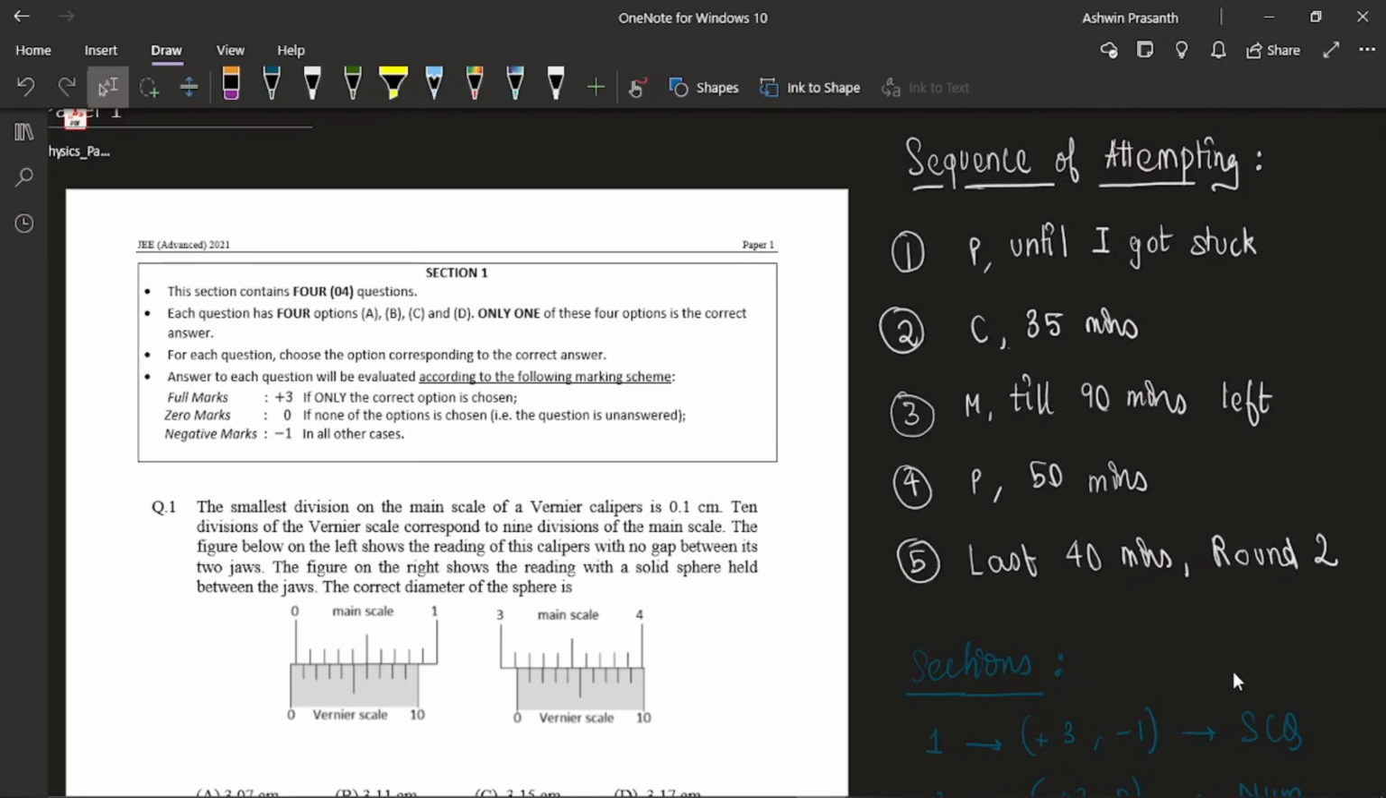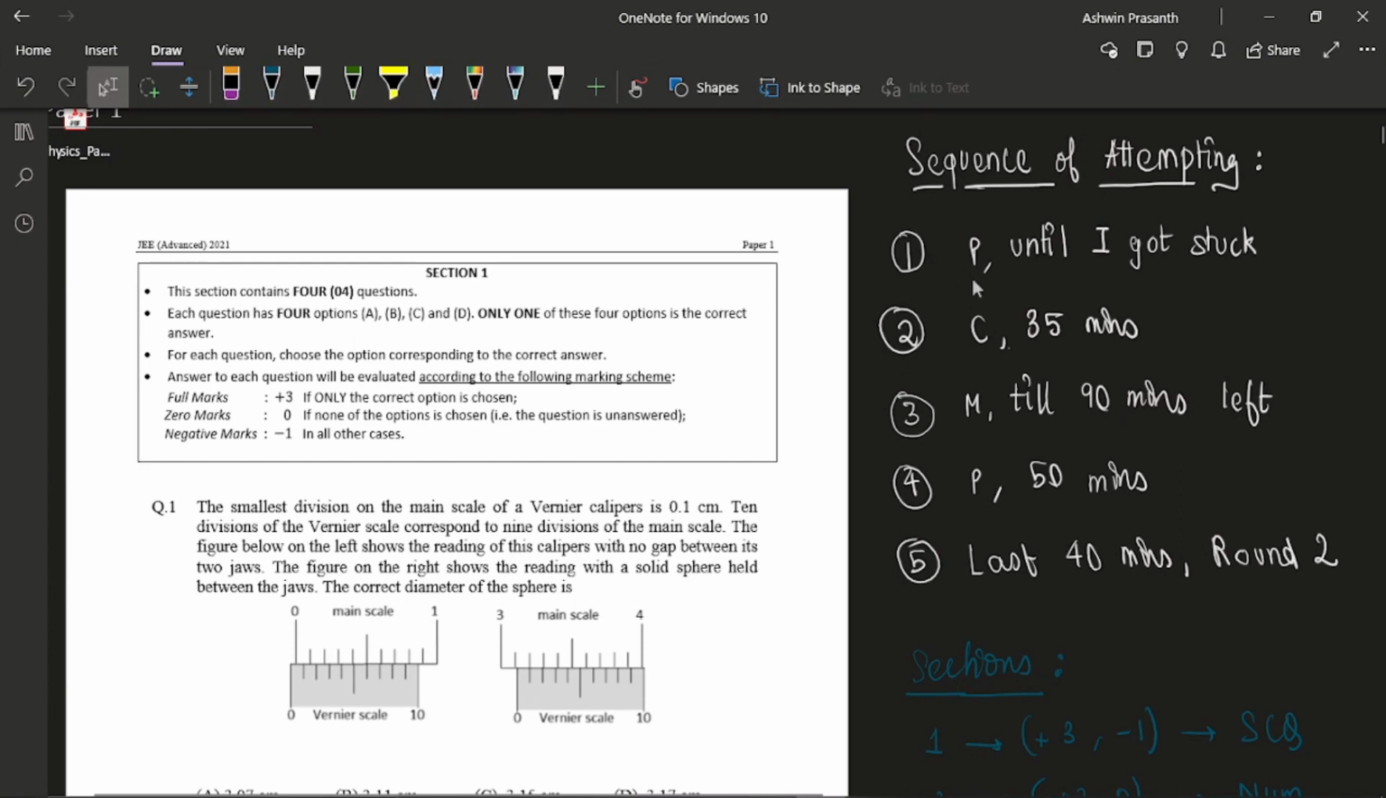So first of all, let me tell you my sequence of attempting. This was something I came up with after trying in a lot of mock tests. So that is something you should do also. Try different methods and see which one fits you best. Most people may tell you to start from chemistry, but that may not be good for everyone. So anyways, this was my sequence.